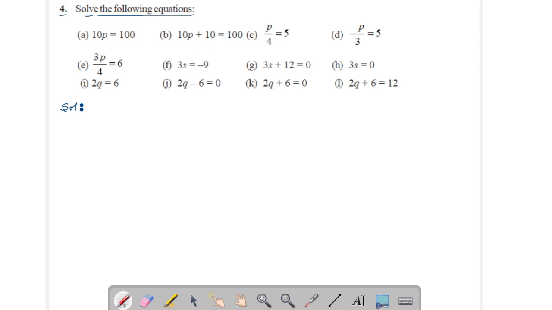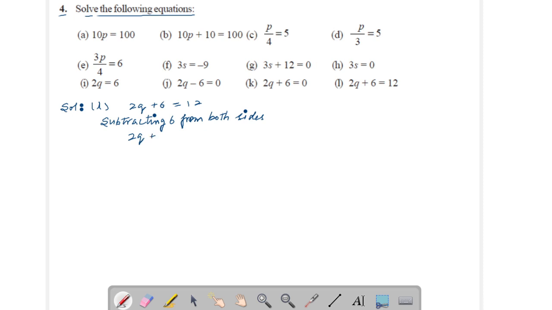Now come to L part. 2q plus 6 equal to 12. Here you have to remove 6 from the left hand side. We remove this by subtracting 6 from it. Subtracting 6 from both sides. What will you get?